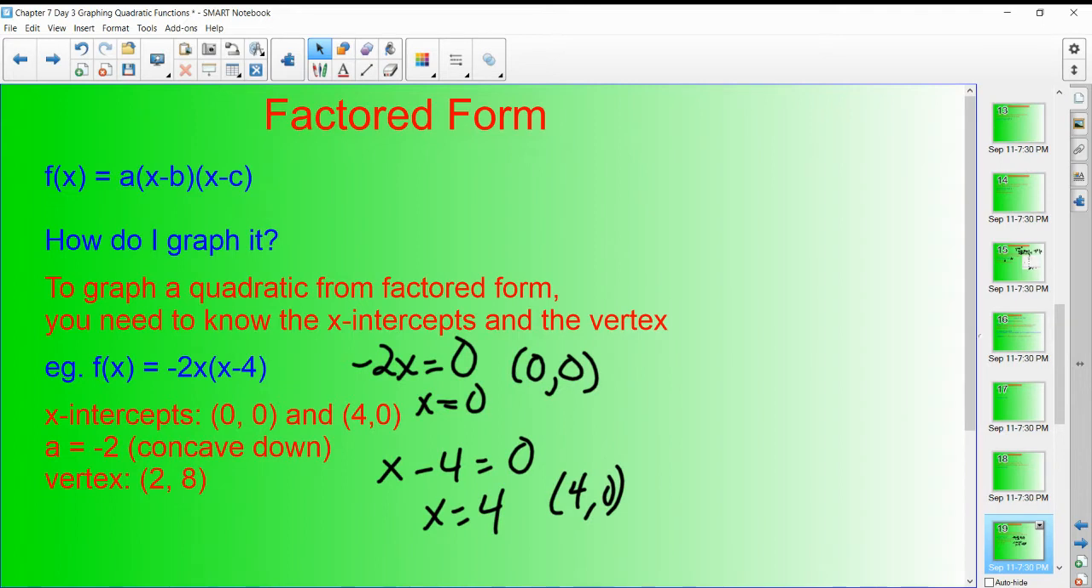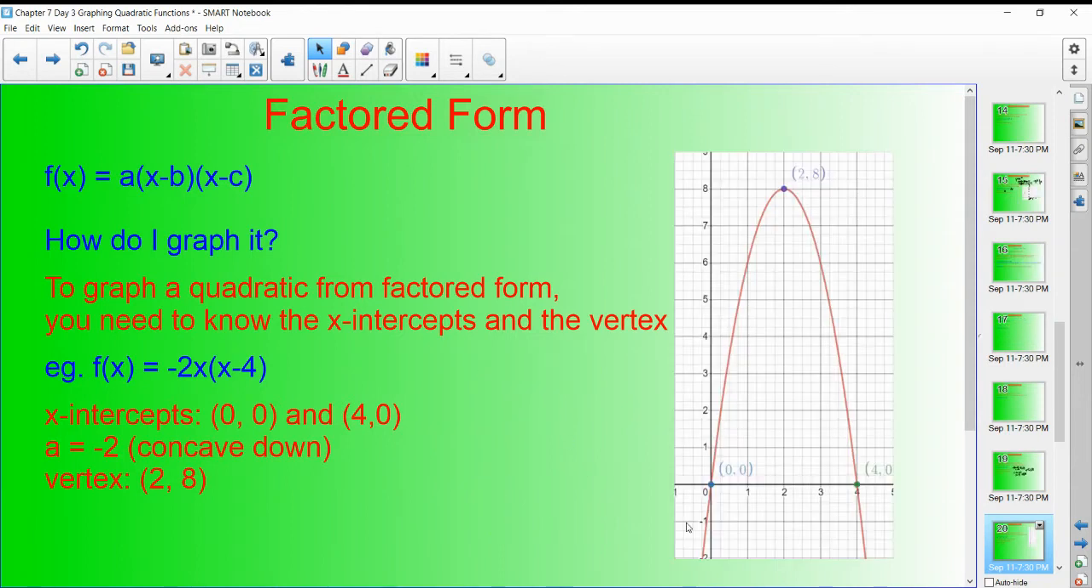And we learned last time that the vertex is in the middle, so what's in the middle of 0 and 4? Okay, we know that 2 is in the middle of 0 and 4, and then you put 2 into the equation. So -2 times 2, 2 minus 4, do all your multiplication, and you get 8. And just to make sure we're doing this right, our a value is negative, so it should be up and down. Now we can graph 0, 0, 4, 0, and 2, 8. We can graph those 3 points.